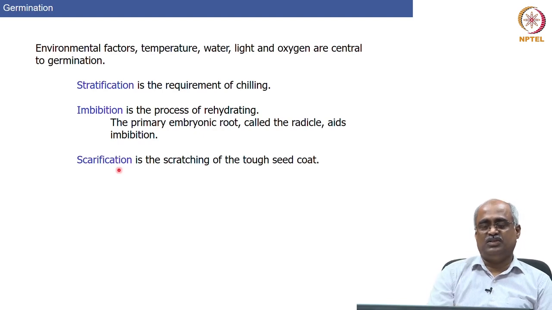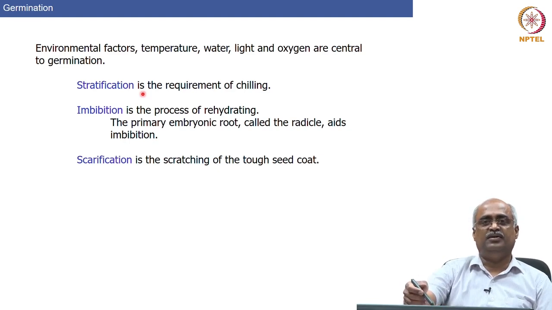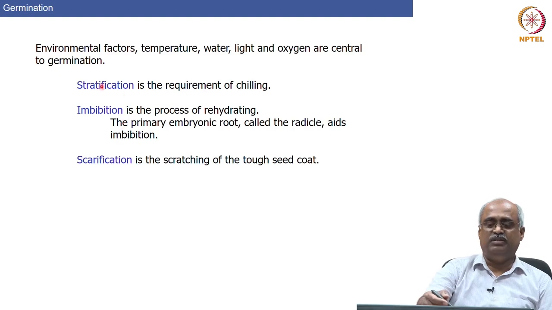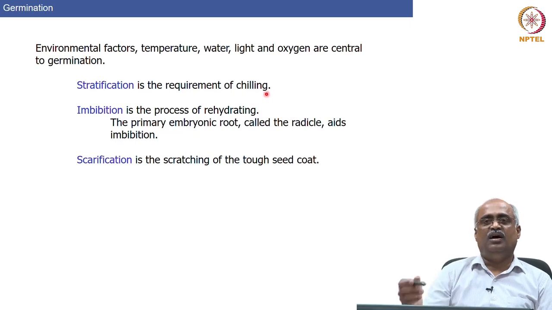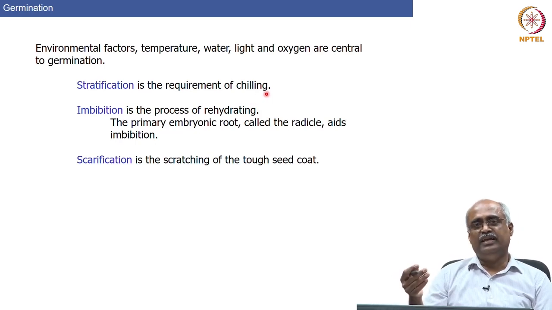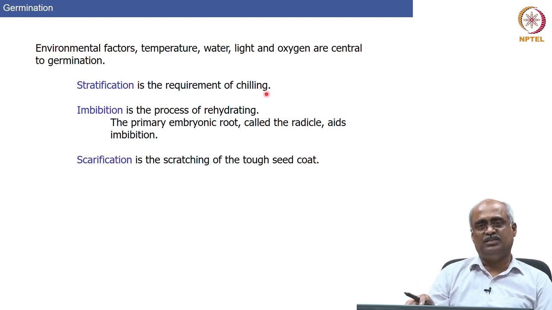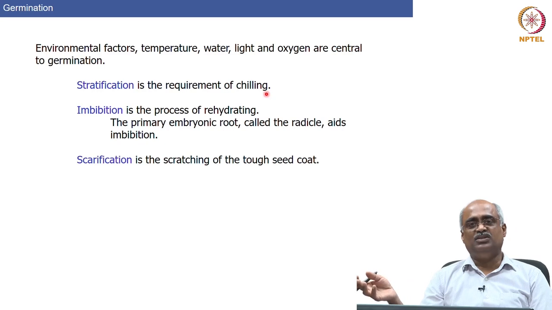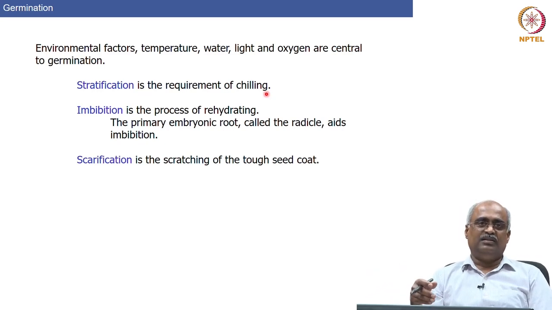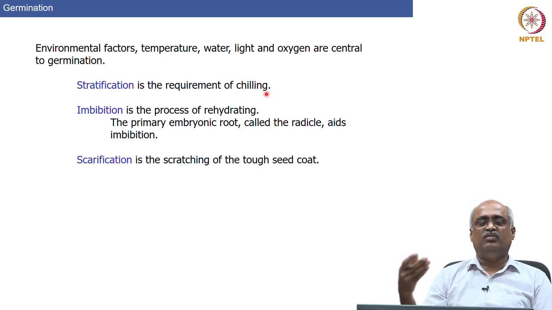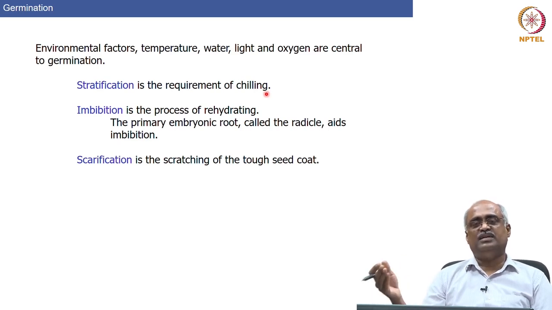Here are some examples of such factors. One is stratification, or another word for a similar thing is vernalization. At a different stage of development we use the word vernalization, but here for germination we use the word stratification, which is nothing but having experienced the winter. That is, the seed needs to be at a colder temperature for a certain period of time to be able to germinate. That indicates that the seed experienced winter. Now the winter is over and the spring is coming, so it is the appropriate time to initiate germination, okay.